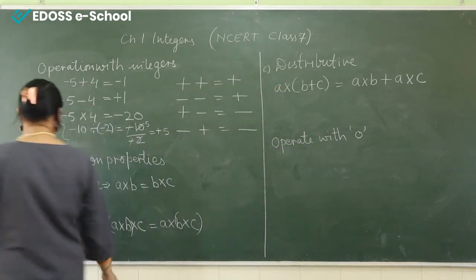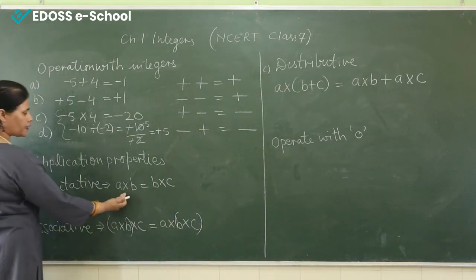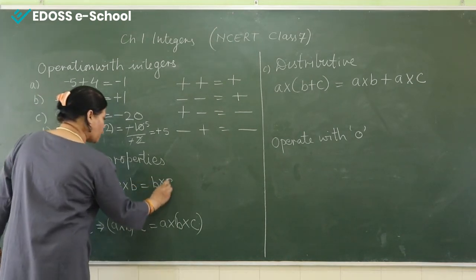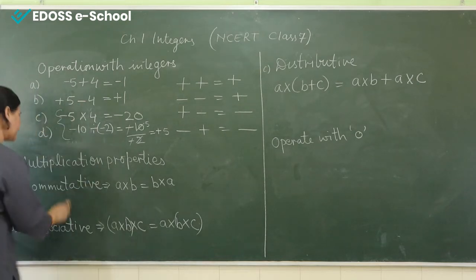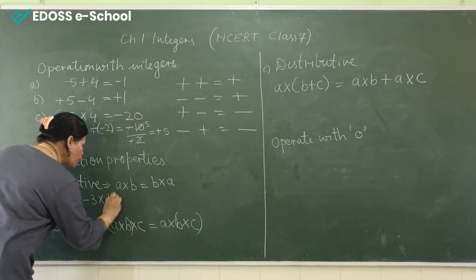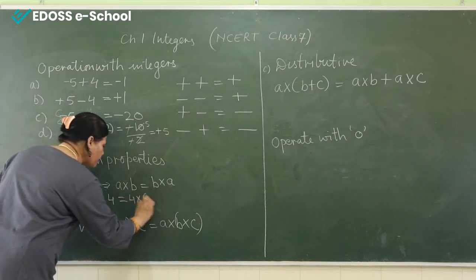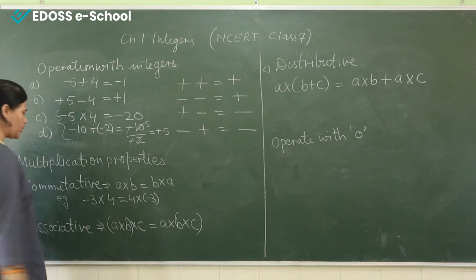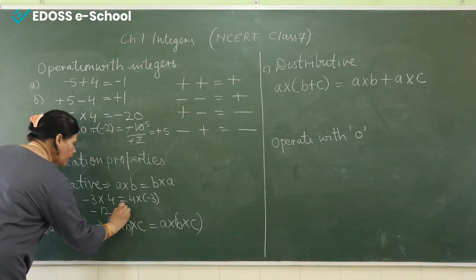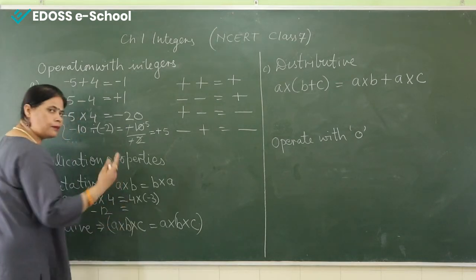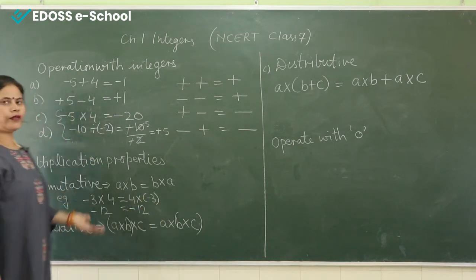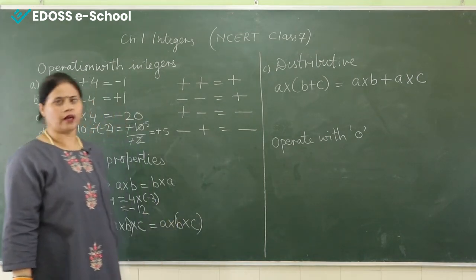So here it is. The commutative property means A multiplied by B is equal to B multiplied by A. I will give you an example. If I gave you minus 3 multiplied by 4, and here I am writing 4 multiplied by minus 3. So see the answer. First we multiply the sign, minus plus minus, and 3 fours are 12. And in the next, again first we multiply the sign, plus minus minus, and 4 threes are 12. So your left hand side is equal to right hand side, and this is the commutative property.